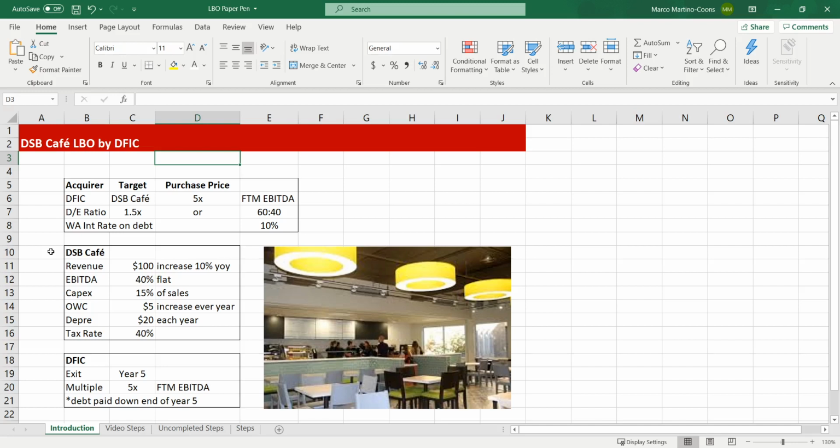So let's learn a little bit about what we're trying to do. We're going to exit this investment in year 5, also at a 5 times forward 12 months EBITDA, and we're going to pay all of our debt down in year 5 for simplicity's sake. This is just a really clean way of organizing everything. Obviously, if you're on pencil and paper, you're not going to make it look like this, but if somebody was telling you what to do and you had Excel in front of you, you could try and make it look like this.